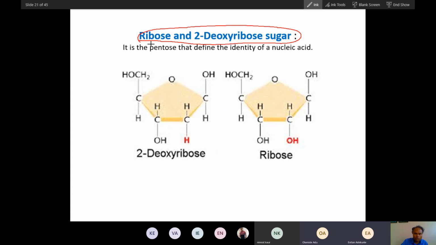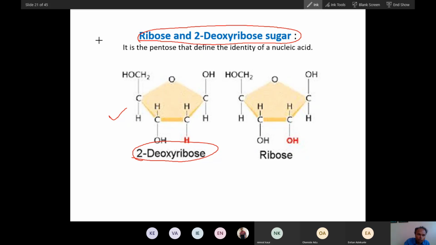Yes, sir. C2 endo puckering is present where? In DNA, B-DNA. Okay, just remember DNA. C2 puckering is present in DNA. C3 puckering is present in RNA. That's good. So which sugar is present in DNA? What is the main difference between DNA and RNA in composition? This sugar is the very important difference.